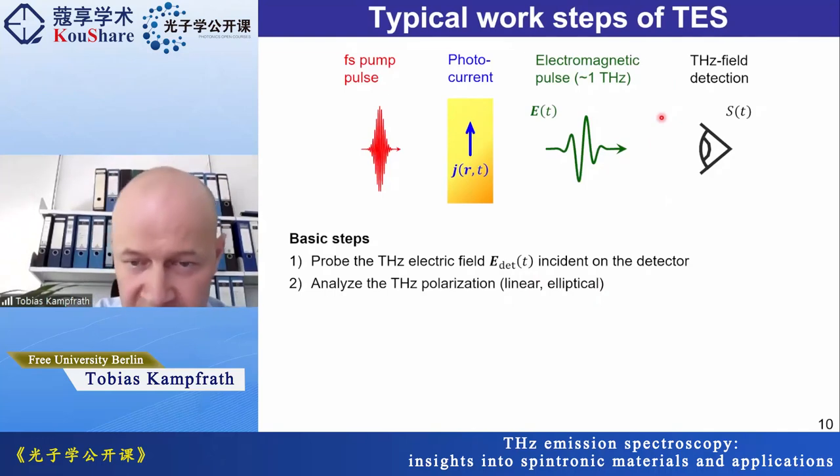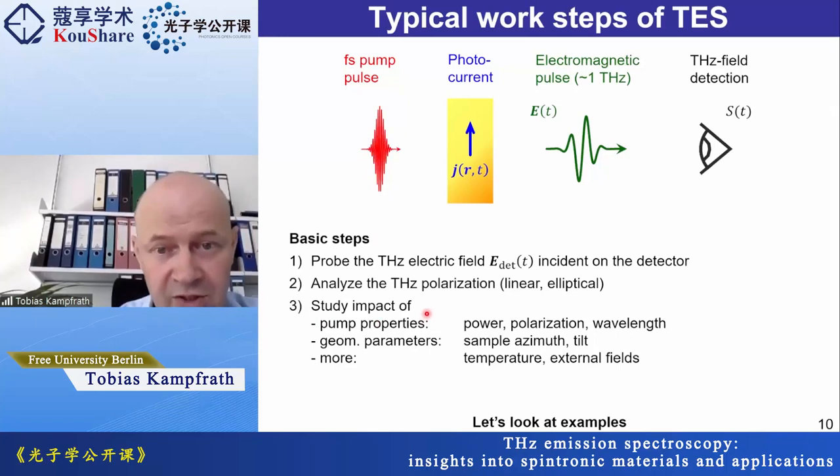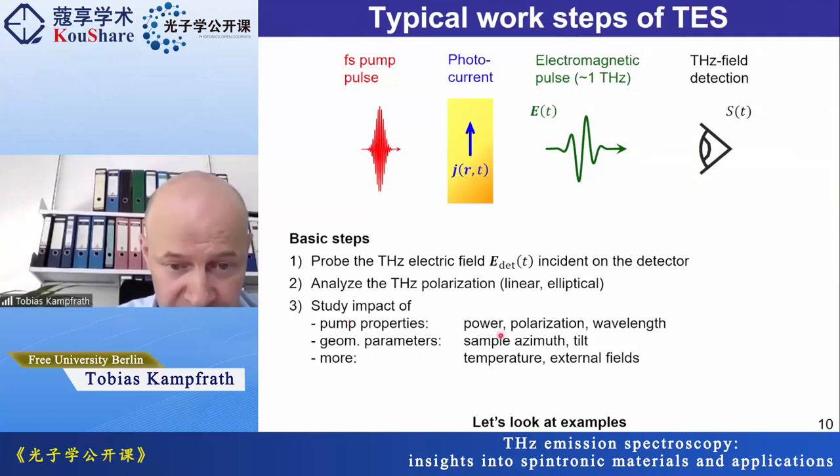And these terahertz polarizers are typically wire grid polarizers. Okay, and once we've done this, we go further and we study the impact of certain parameters on the emitted terahertz radiation. For example, we can study the impact of the pump properties, so the power dependence on the pump radiation, the impact of the polarization of the pump pulse, its wavelength.